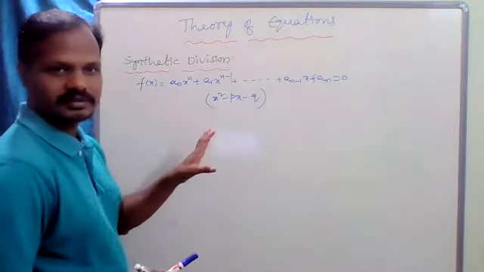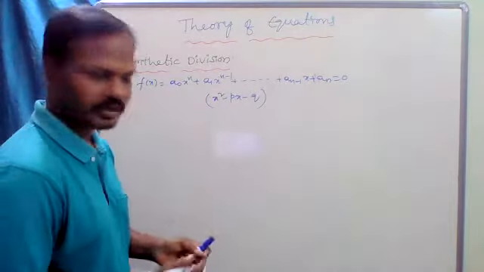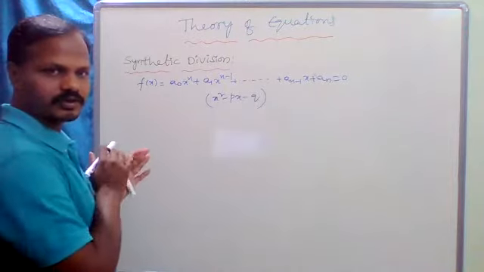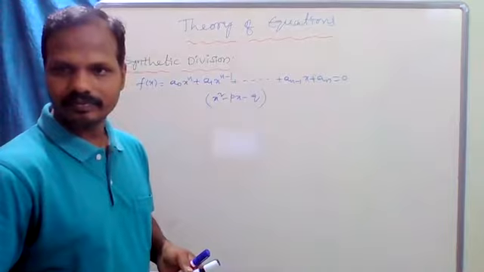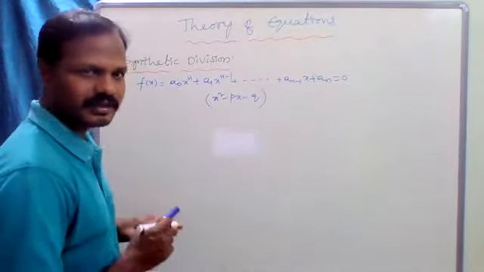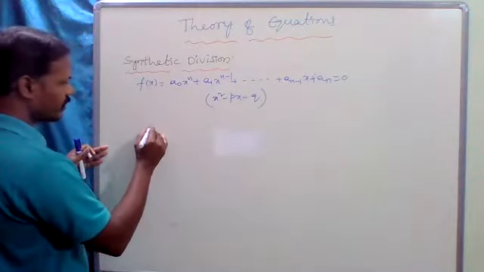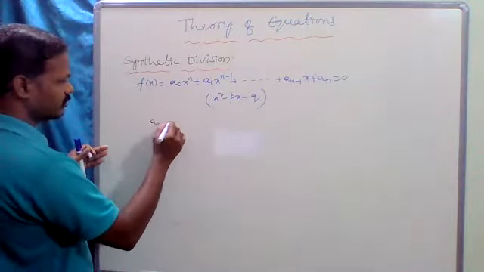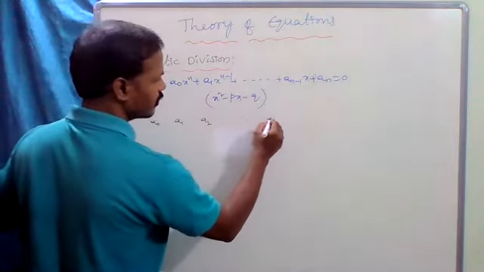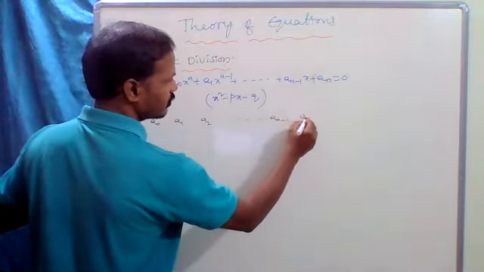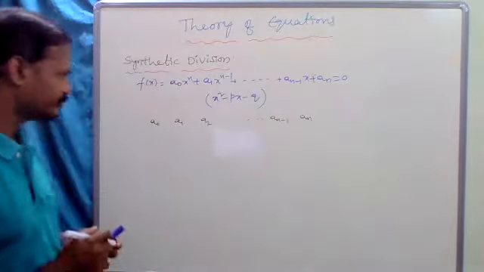So the synthetic division process here is the same as in the first case. What we have to do, first of all, is write all the coefficients in decreasing degree, that is, a0, a1, a2, and so on, up to an minus 1, an. Okay, fine.